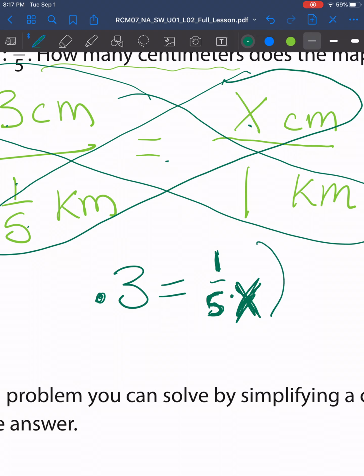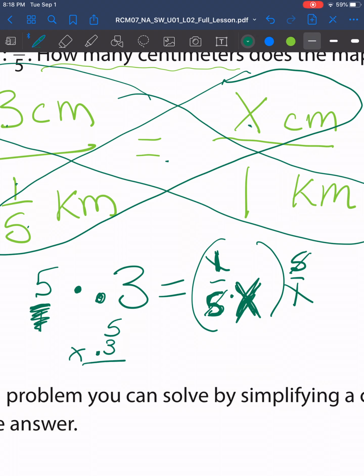So if I were to multiply this side by 5/1, these 5s would cancel out, these 1s would cancel out, and then before I know it, it's all gone, and I just have an x, which is what I want. But here's the catch. If I do it to one side of my equation, I have to go over here and do it to the other side of my equation. So now, 5/1 is the same thing as just 5. I have 5 times 0.3. 5 times 3 is 15. Move my decimal over 1. And now I solved what x equals.